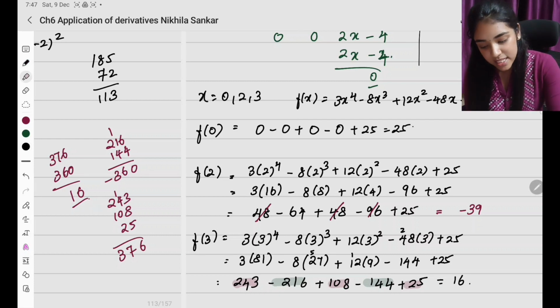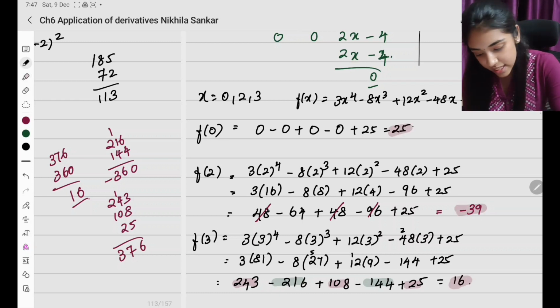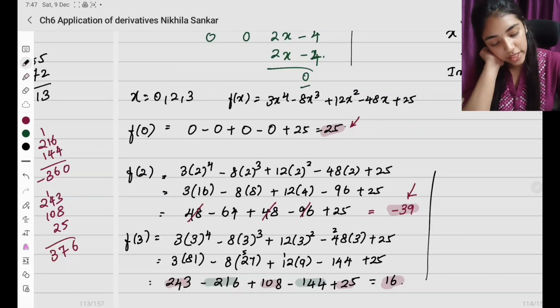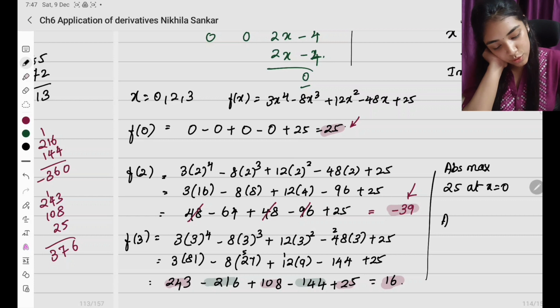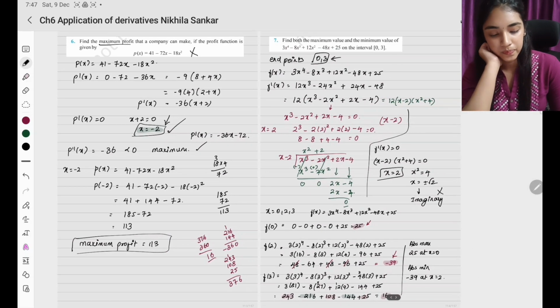So in this, which is the maximum and minimum? I see that I have 25, minus 39 and 16. So the minimum value is going to be minus 39 and the maximum value is going to be 25. So how can I write my final answer? Absolute maximum is 25 at x equals 0 and absolute minimum is going to be minus 39 at x equals 2. Okay, please copy.